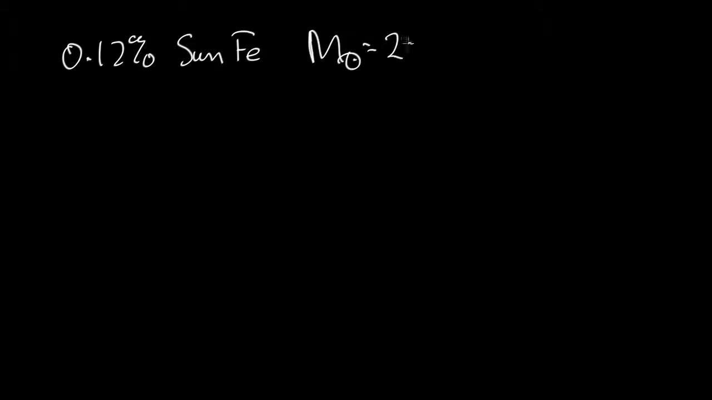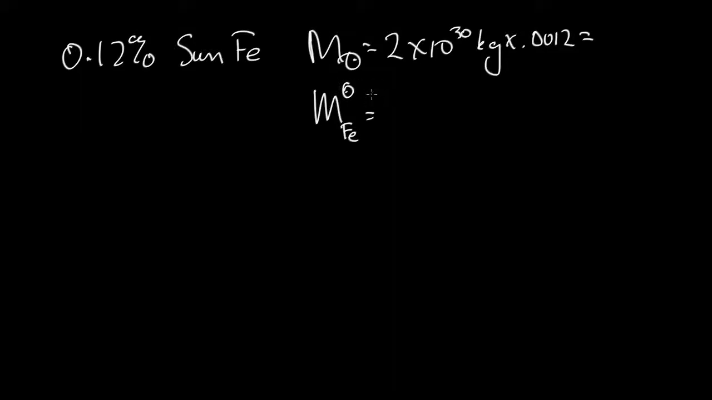So we saw that 0.12% of the Sun is iron. And let's think about what that means for how much iron that really relates to. Now, the mass of the Sun is about 2 times 10 to the 30 kilograms. And if I multiply that by 0.0012, or 0.12%, then I find that the mass of the iron in the Sun is quite a considerable amount, 2.4 times 10 to the 27 kilograms of iron.